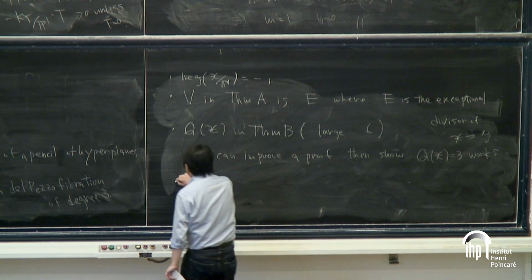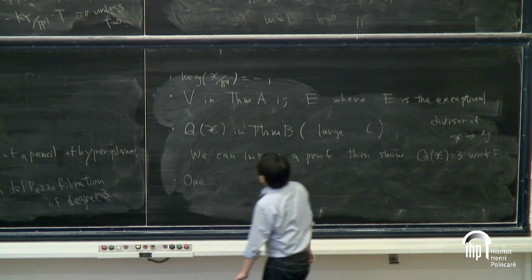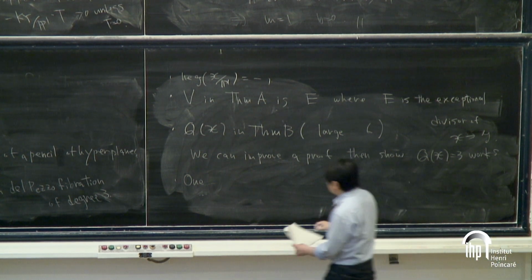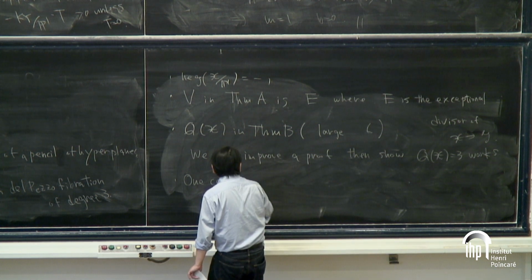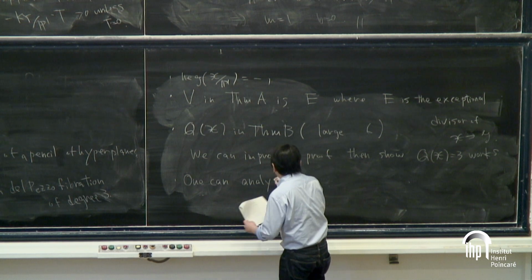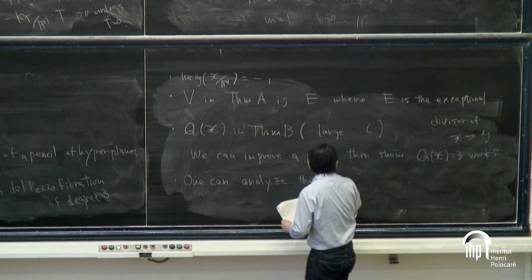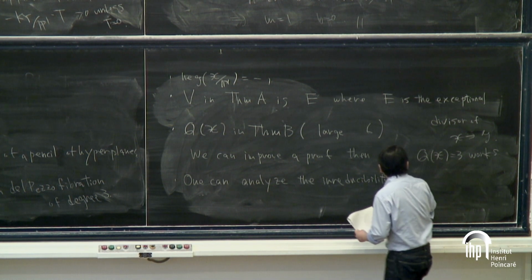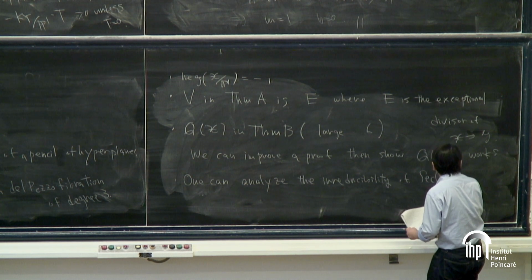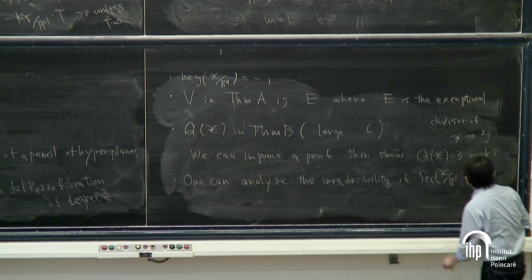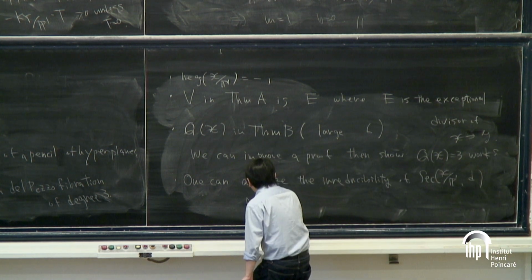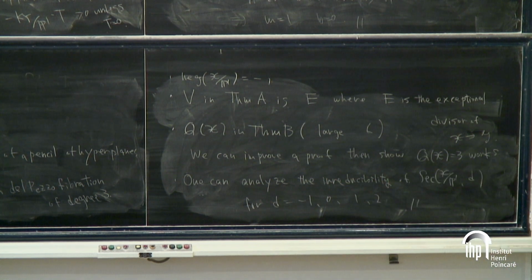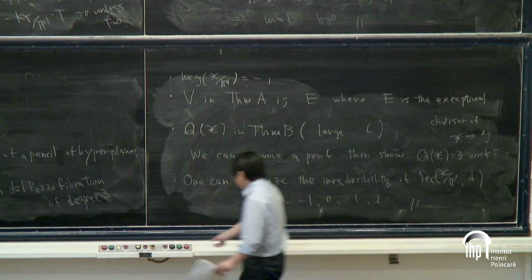And then one can analyze irreducibility of the space of sections for height equal to -1, 0, 1, 2 by hand. So one can analyze the irreducibility of the space of sections with height d, for d equal to -1, 0, 1, and 2. Okay? And then now we can use Movable Bend and Break.